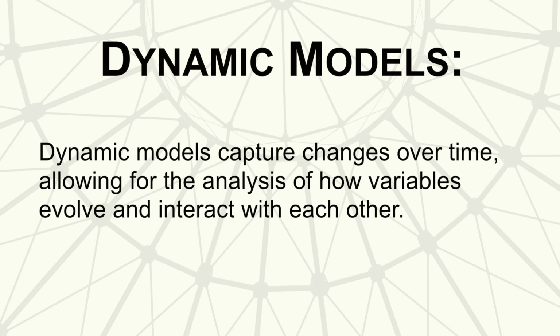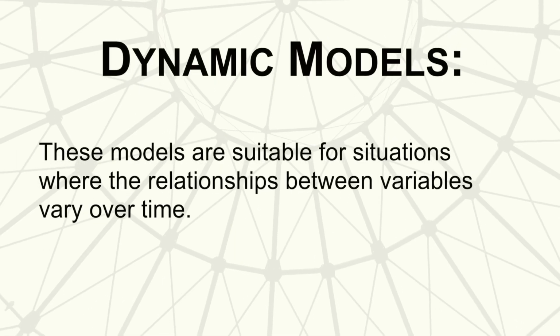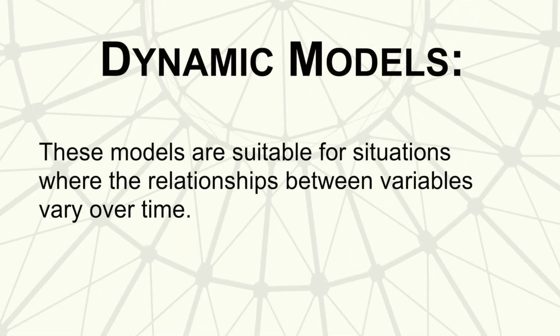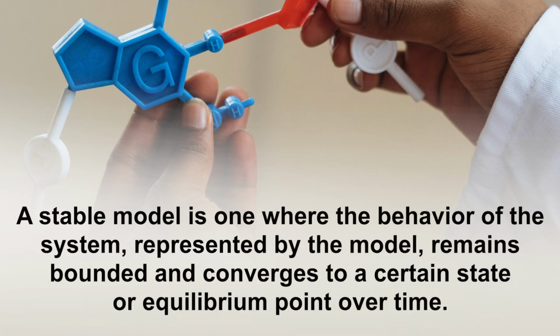It allows the analysis of how variables evolve and interact with one another, or we can say how these variables are interdependent or linked with one another. These models are suitable for situations where the relationships between variables vary over time. A stable model is one where the behavior of the system is represented by the model and it remains bounded and converges to a certain state or equilibrium point over time.